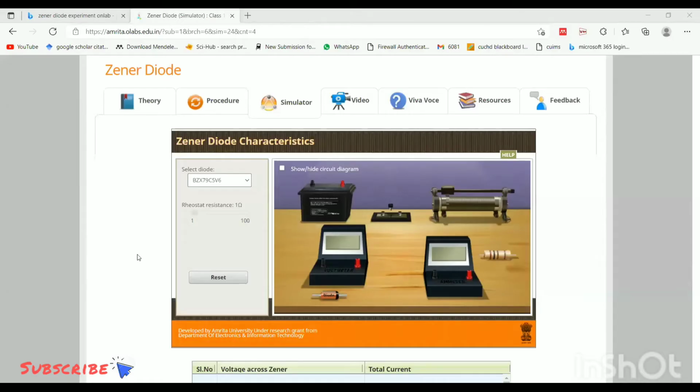Now we'll perform the experiment on the simulator. This is the power supply. This is the insert key. This is a rheostat. This is a voltmeter. This is the Zener diode. This is an ammeter. This is a resistance. And here in the combo box, we have different ranges of Zener diode. So we have selected the Zener diode of 5.6 volt. This is the rheostat resistance.